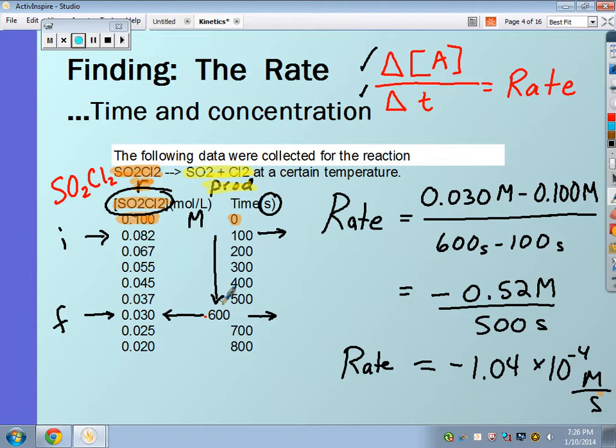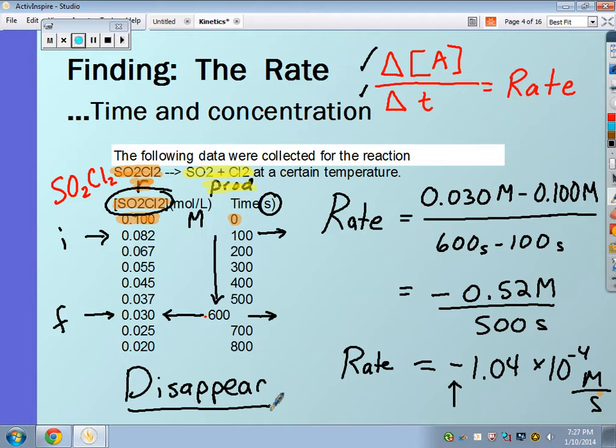And you know it's disappearing, okay? This is a rate of disappearance. Why do we know it's disappearing? Well, number one, it's a reactant, so it's going away. But that's what this negative means. That negative means it's disappearing at a rate of 1.04 times 10 to the negative fourth molarity per second.